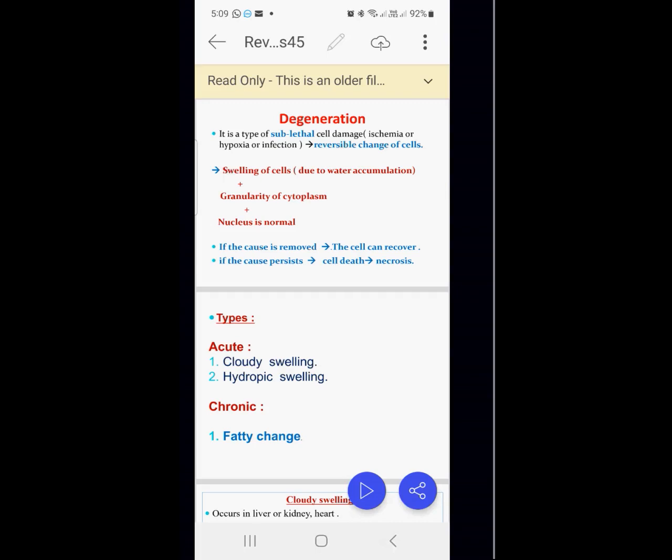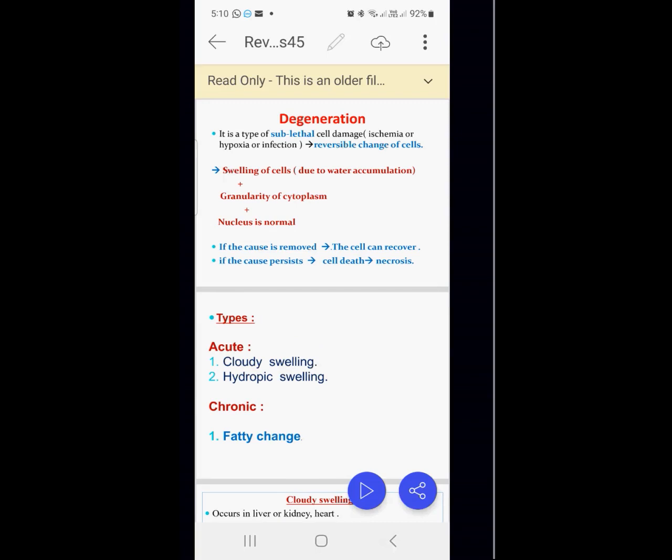We have divided cell injury into two lectures: the reversible cell type and the irreversible cell type. When we talked about the reversible cell type, we talked about the morphological changes which occur in the cell and the cell degeneration. We said that degeneration is a type of sublethal cell damage due to ischemia, hypoxia, or infection, which leads to reversible changes of the cell.